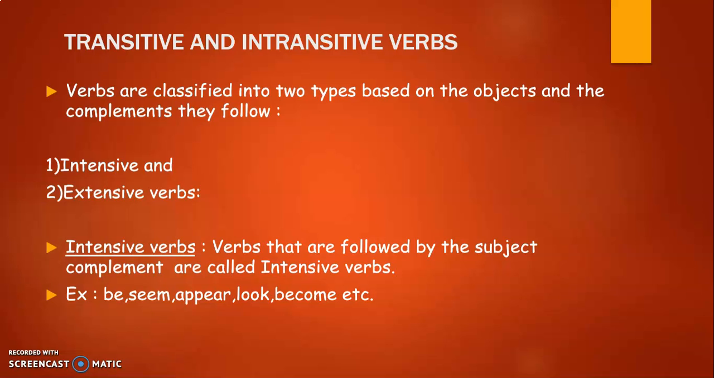So, what are intensive verbs? The verbs that are followed by the subject complement are called intensive verbs. Examples: be, seem, appear, look, become, etc. For the verb form be, the other forms are am, is, are.